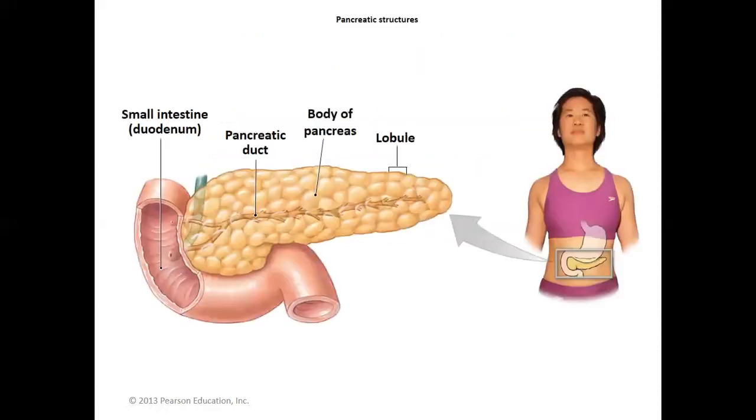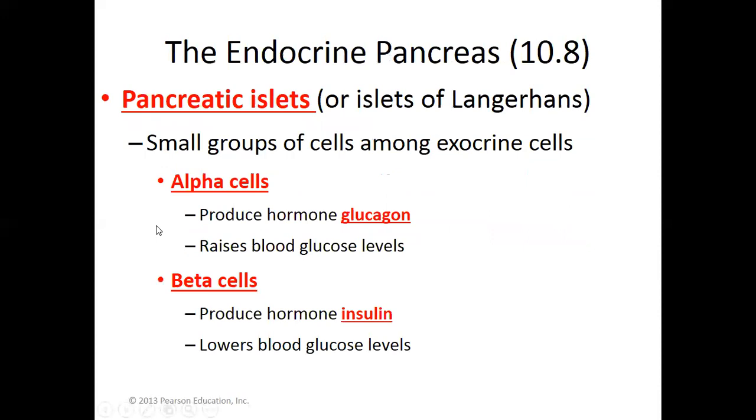Well, the endocrine pancreas is completely different in that it secretes two different hormones, insulin and glucagon. So here's your pancreas, this is where it's located. The pancreatic duct, the exocrine function, empties these exocrine secretions into the small intestine, which is right here. The endocrine portion of the pancreas has cells that cluster into pockets called pancreatic islets, or islets of Langerhans.